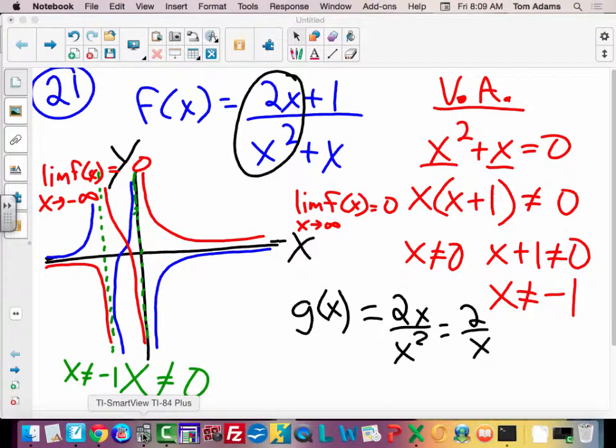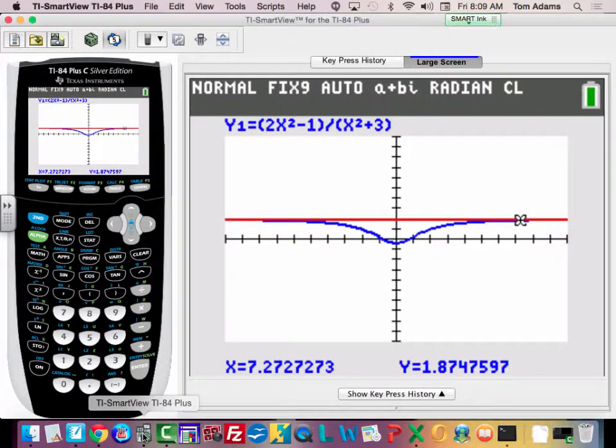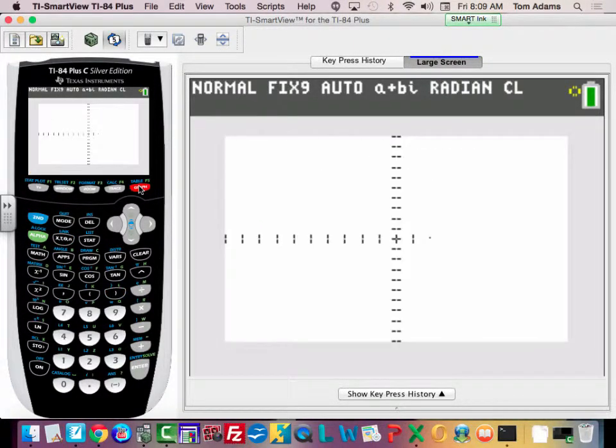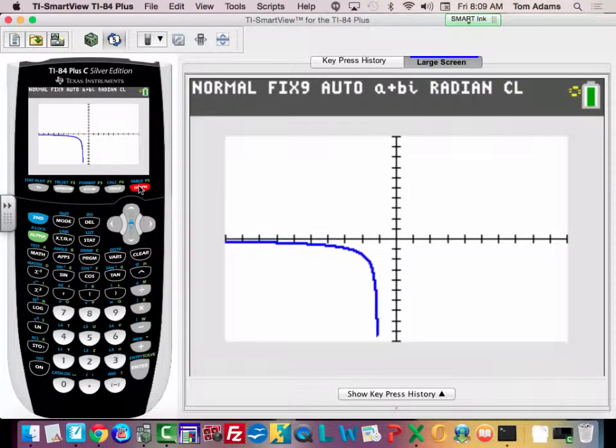Sometime today, there it is. So now I'm going to come in here, and let's clear this. So I have the quantity 2x, what was that again? 2x plus 1 divided by, I believe it was x squared plus x. Is that right? I think so. See what I did there?